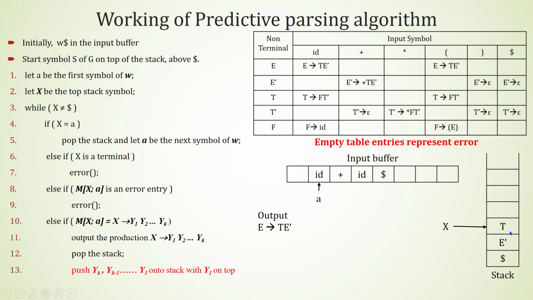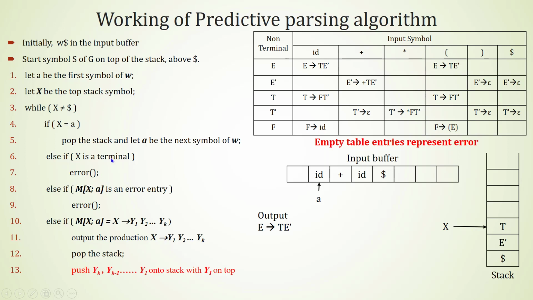So E' and T are there in the stack. Now X, the top of the stack, points to T. Again, this while condition will be checked. X is not equal to $. Then we will check whether X equals A. X is T, A is id, so this condition is false.